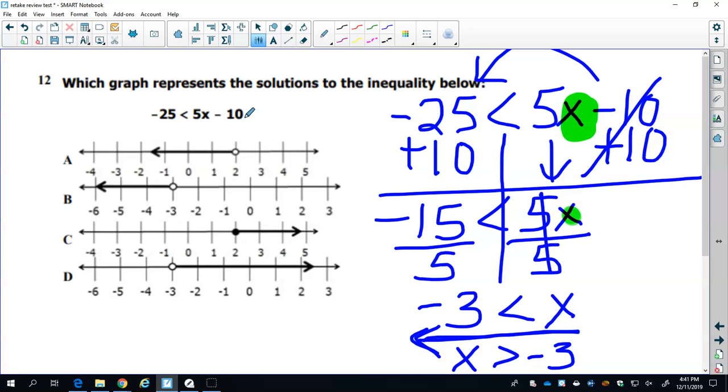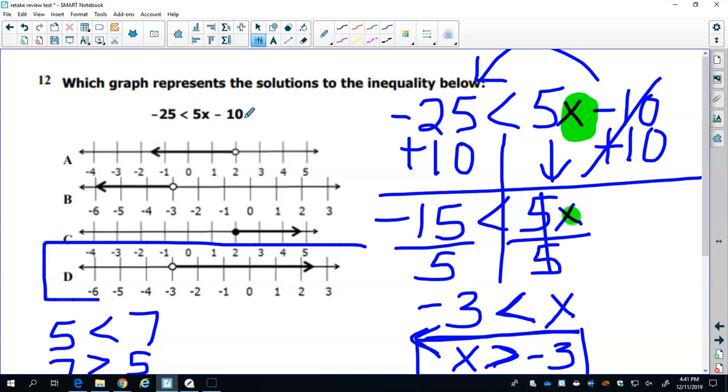It's like if you had just two numbers. Like if you had 5 is less than 7, but you put the 7 on the other side and you switch the numbers. If 5 is less than 7, that means 7 is greater than 5. Same thing when you're dealing with inequalities. If negative 3 is less than x, that means x must be greater than negative 3. So we're going to look at the graph. We're looking for an open circle at negative 3, and we're looking for numbers that are greater. So our correct answer here is going to be D.